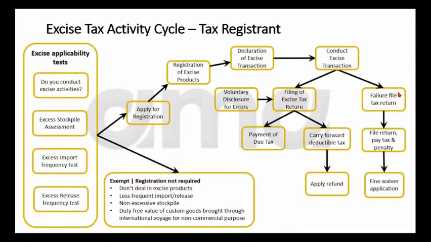Further, in pursuit of the basic concepts, we are just trying to interpret this depiction of the tax activity cycle for excise tax, that is, how you move through the excise tax process. We can start from the extreme left and move to the right. At the start, first we have to assess on which person the excise tax is applicable. So there are certain points of applicability test. For example, do you conduct the excise activities? If you do, then definitely you will have to register for it.